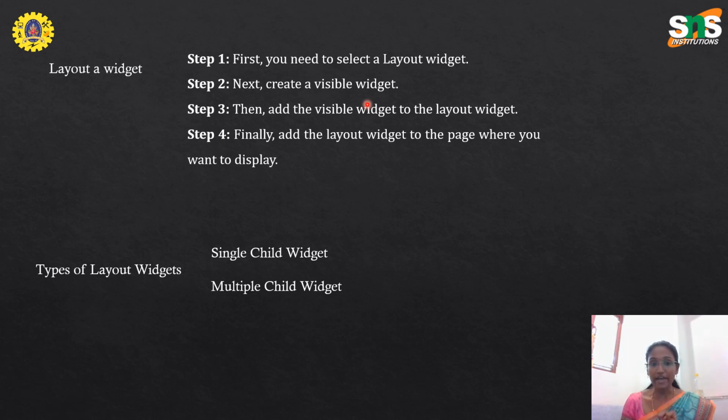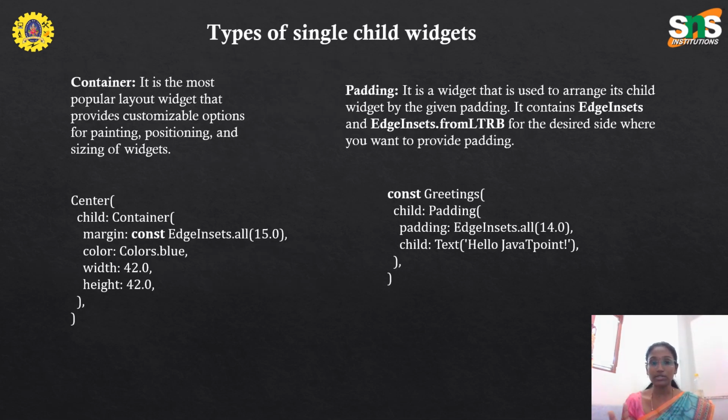We have two types of widgets here: the single child widget and the multi-child widget. For the single child widgets we use a container and padding, child dot container, child dot padding. These are the two differences. Container does the painting and positioning of your widgets. Padding is the side space where you want to provide padding. You have to create the padding side. This is a difference.